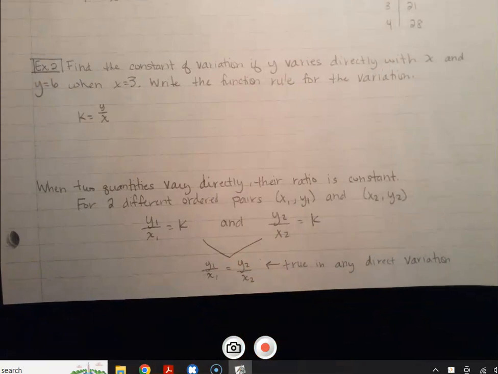Example 2 says find the constant of variation if y varies directly with x and y equals 6 and x equals 3. Write the function rule for the variation.